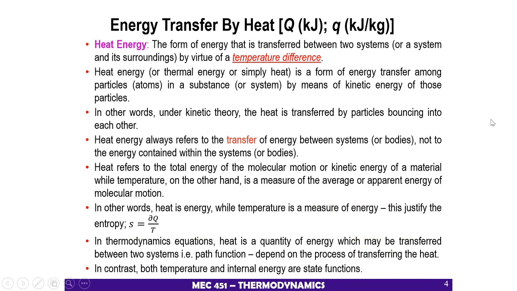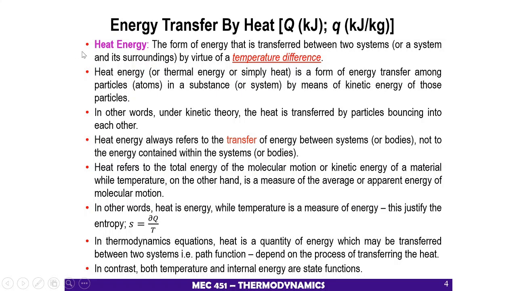For energy transfer by heat, we have capital letter Q and also small letter q. The difference between these is that the small q has kilo units, while the capital Q does not have kilo. So you can differentiate between small q and capital Q.